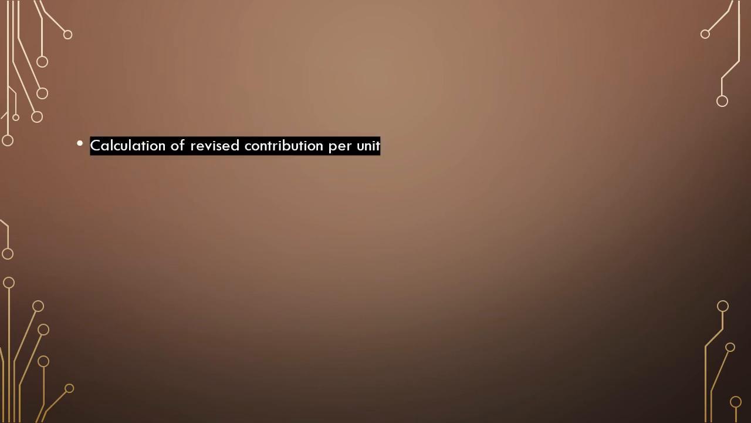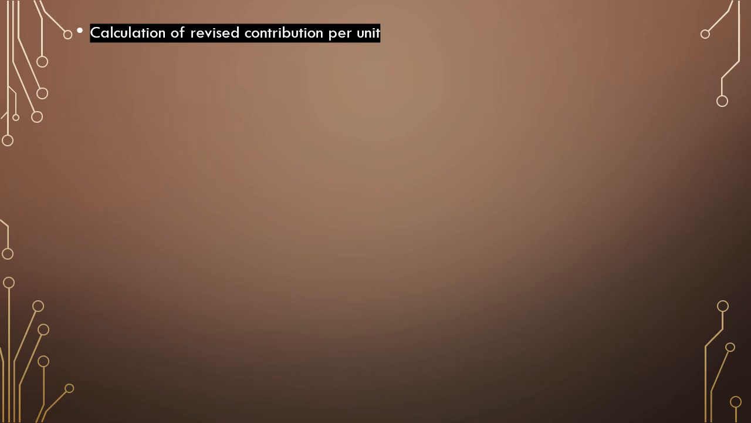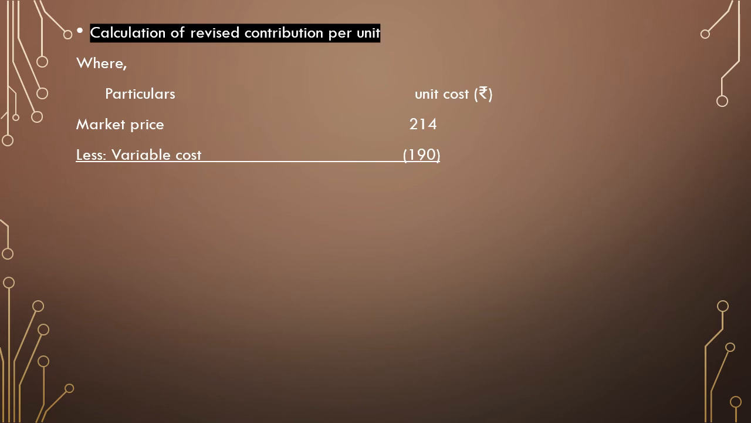So before calculating the units, as we have calculated revised selling price, we will require to calculate revised contribution also. So to calculate revised contribution per unit, we have the revised market price as rupees 214 per unit less already calculated total variable cost per unit, that is 190. In this way, we can get the new contribution as rupees 24.